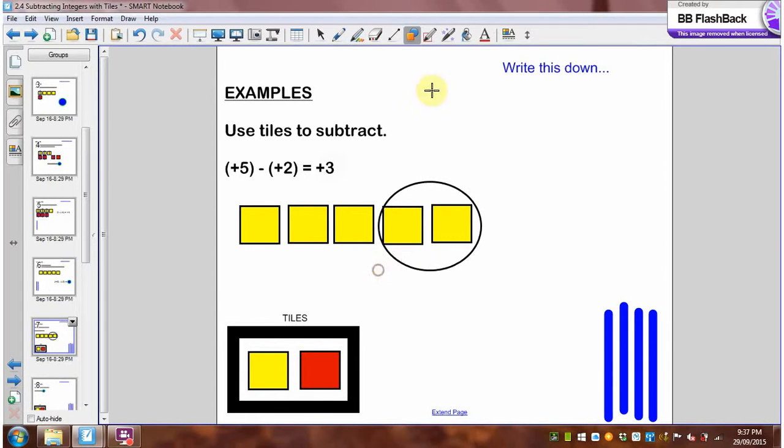Then you draw your circle around them. And you draw your arrow being taken away. Okay, when you have that drawn out, just pause the video if you need a second. When you have that drawn out, we're going to move on to the next one.